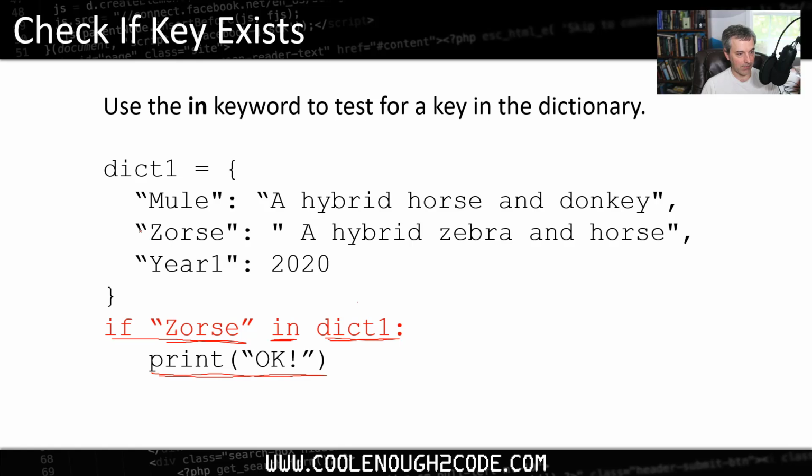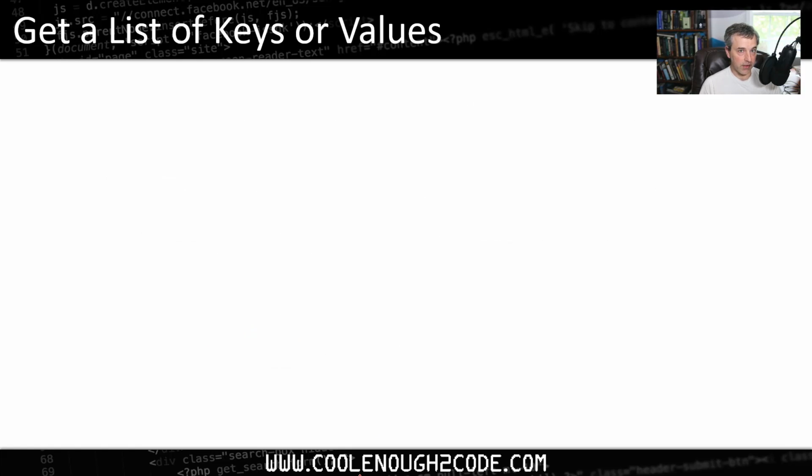If I didn't have Zorse, say that was not there, this would evaluate to false, and then I would simply skip over what is in that code block and continue exiting my program. So this is very useful for testing the existence of things in a particular dictionary. You can use it for lists and tuples as well, as we've seen already, but it works for dictionaries as well.